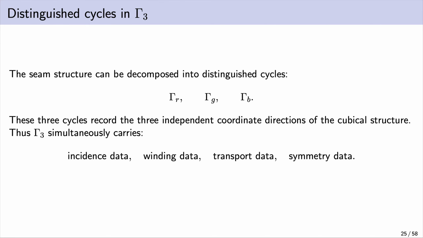We're focused on this subset of the entire seam complex, but we'll color the distinguished cycles in this subset, gamma 3. The seam structure can be decomposed into distinguished cycles, gamma R, G, B. These cycles record the independent coordinate directions of the cubical structure. So gamma 3 carries incidence data, winding data, transport data, and symmetry data.